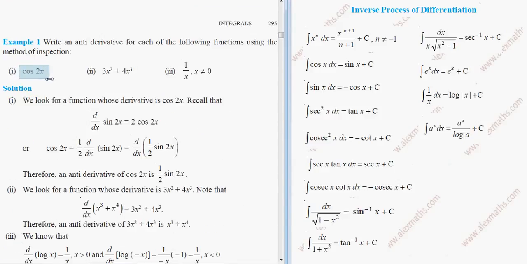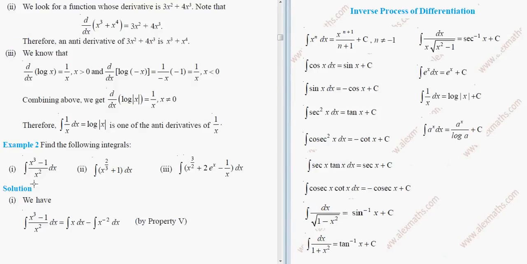See, if you want to integrate cos 2x, just look at this formula, cos x dx. The integration is sin x. So this will become sin 2x. Since the coefficient of x is 2, we have to divide by 2. So it will be sin 2x by 2 plus c. This is how the formula works.